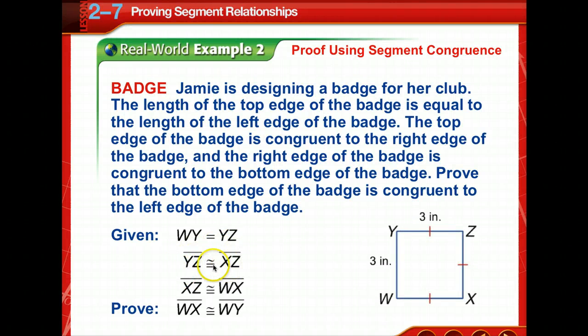Okay, we have a real-world example. I'm going to pause and let you read that yourself. You will also want to copy down what is given to prove and draw your diagram. It'll make it easier to follow along.